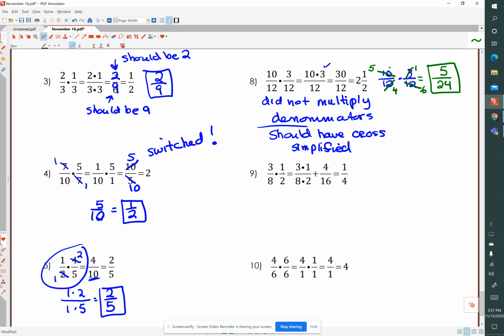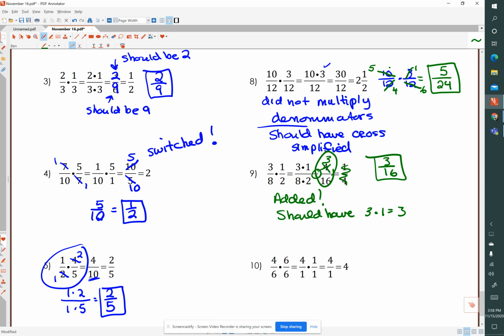So we have 3/8 times 1/2. So 3 times 1, and this is a problem. 3 times 1 is not 4, it should be 3. 8 times 2 is 16, so this is wrong. So what they did was, and what's this, addition? So they added, which was incorrect, and should have multiplied 3 times 1 equals 3. So we would have 3 over 16 right here, and that would be our final answer.